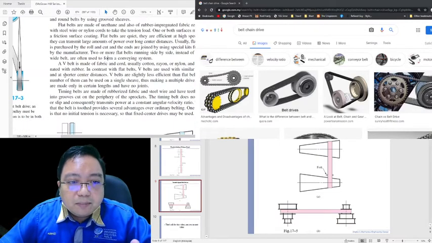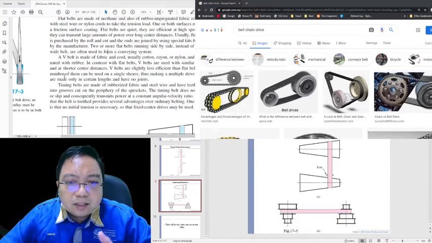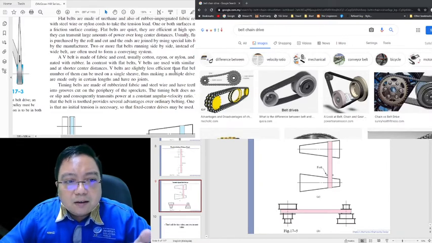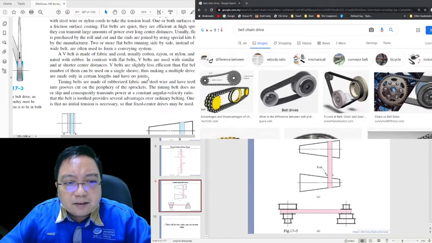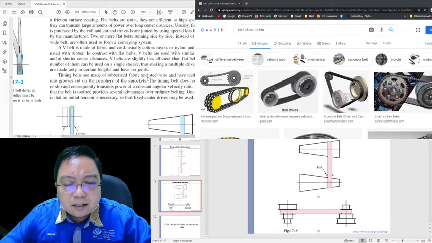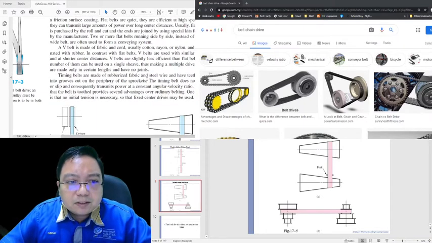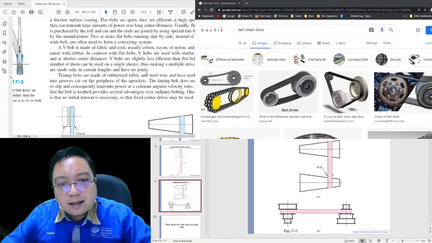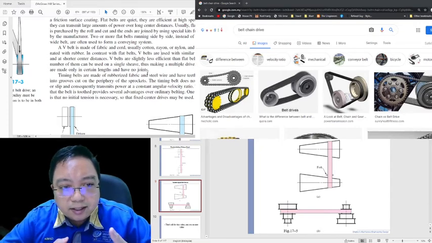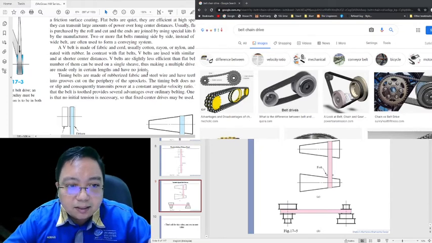A V belt is made of fabric and cord, usually cotton, rayon or nylon, and impregnated with rubber, in contrast with flat belt. V belts are used with similar sheaves and at shorter distances. V belts are slightly less efficient, but a number of them can be used in a single sheave, thus making a multiple drive. V belts are only made in certain lengths and have no joints. So there are the V belts.